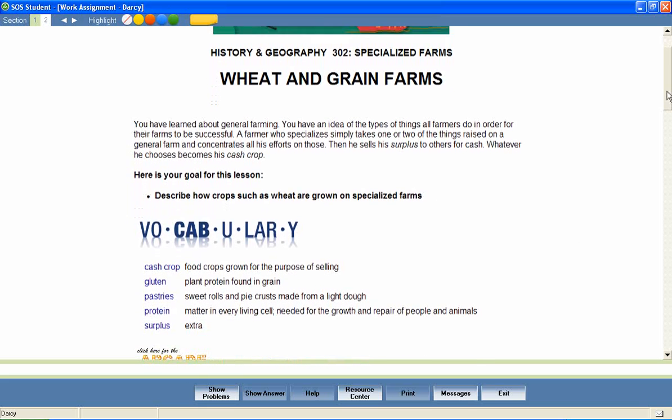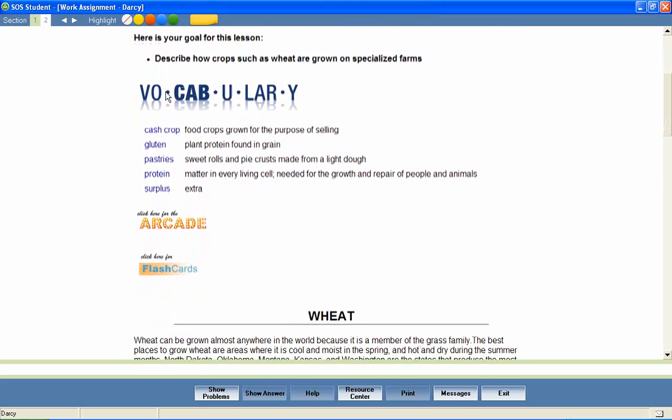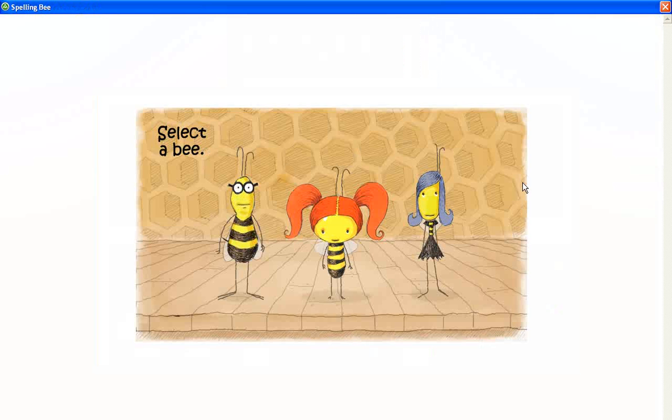At the beginning of most lessons, your students will also encounter a list of vocabulary words that will be used throughout the lesson. We've included several activities to encourage mastery of these important words. For example, students can hear the correct pronunciation of each word. Gluten, protein. In addition, the vocabulary arcade games encourage mastery of the vocabulary words by providing practice in the correct spelling of each word and in matching each word with its definition.